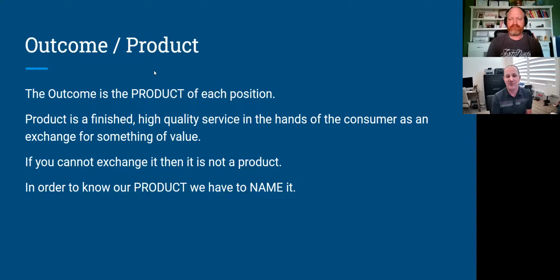Maybe that's actually someone else's job. Sure. So it helps clarify that as well. So one thing to think about with this, we talked about this, is the outcome is the product of each position. So sometimes it's best to understand what a product is. A product is something that's finished with high quality service in the hands of the consumer as an exchange for something of value. If you can't exchange it, then it's not a product.